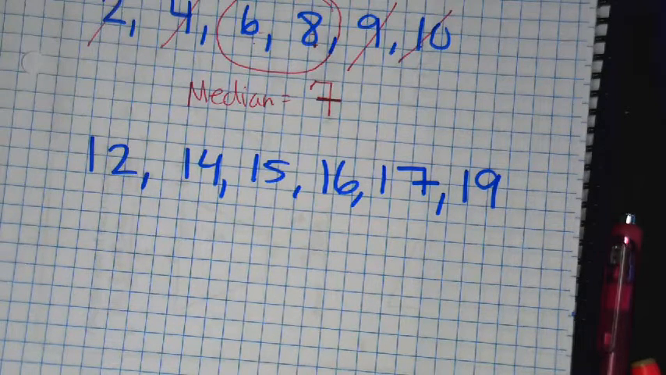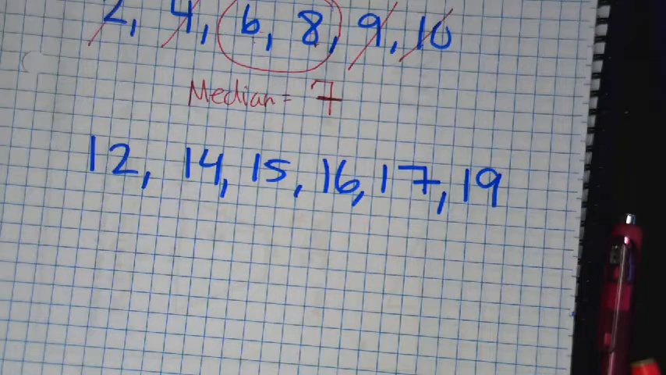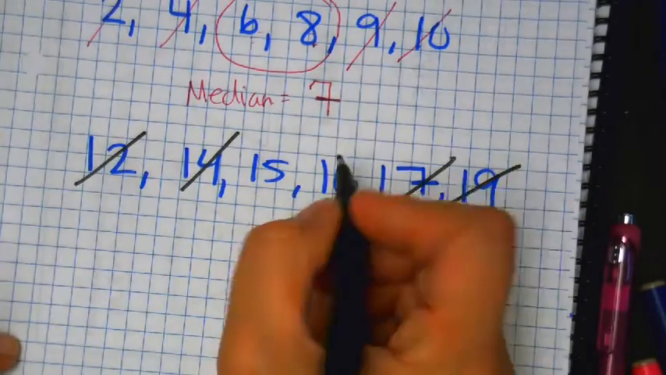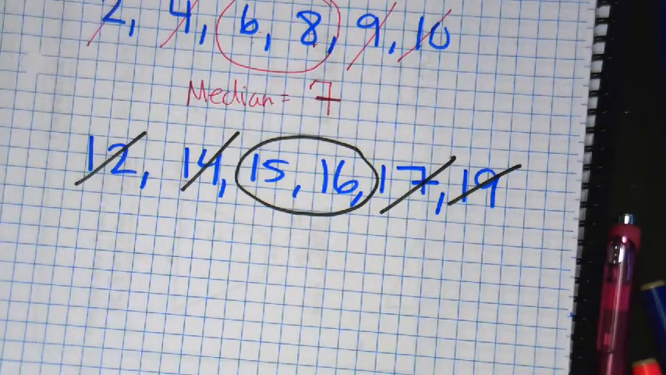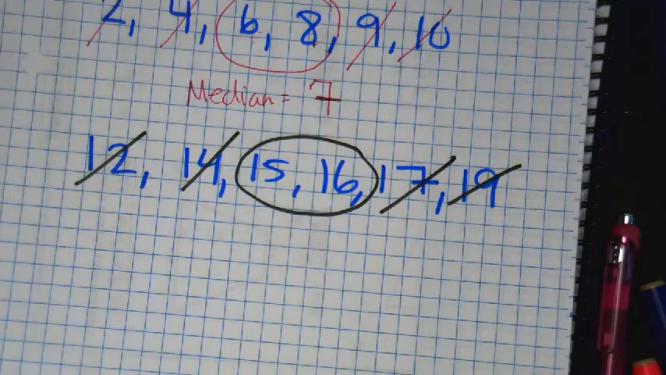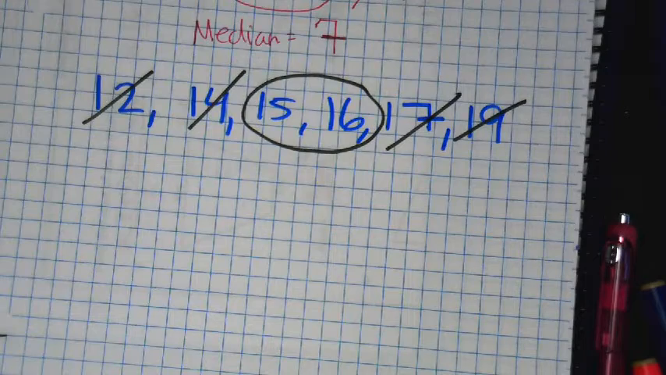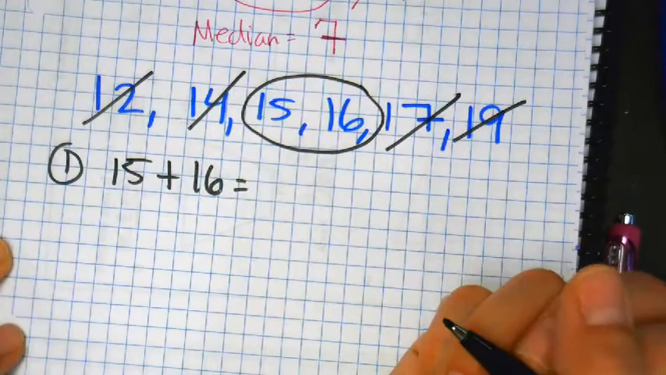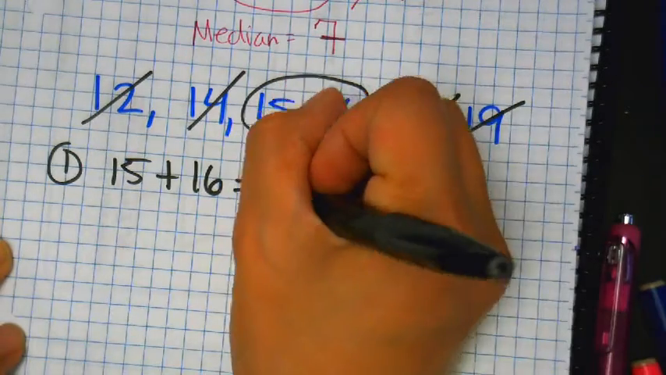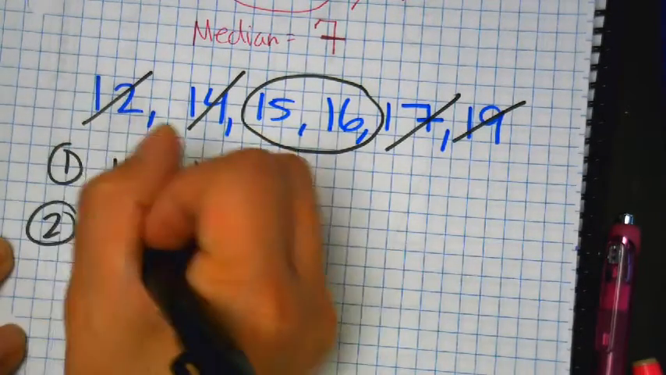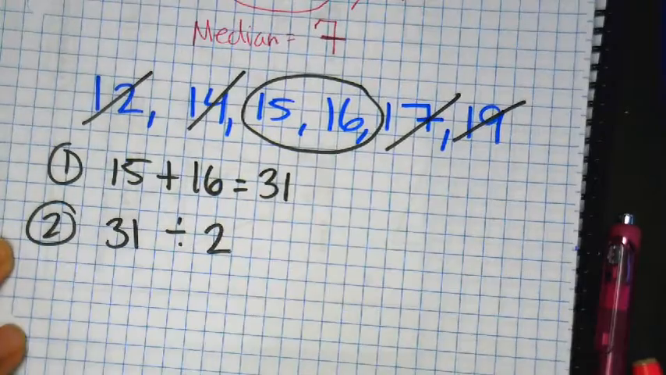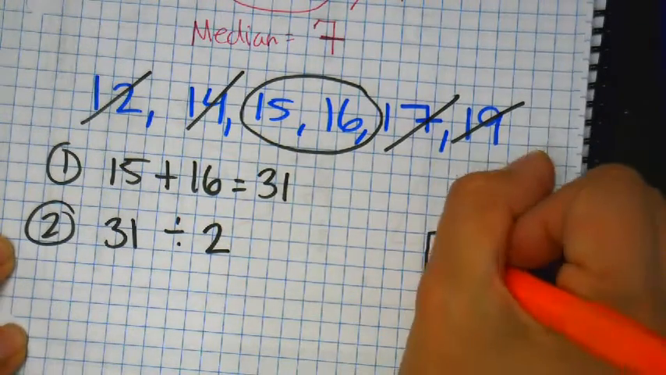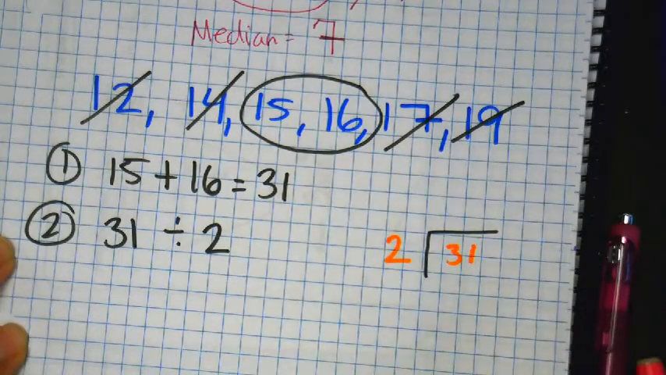What? 15 and 16. Oh, yeah. 15. Front, back, 2 numbers. Now again, there's 2 numbers in the middle. You can use common sense if you think of money, or you can add them. So if I add 15 plus 16, I get 31. And then now I got to do 31 divided by 2, right? And that one's not going to be a nice number.